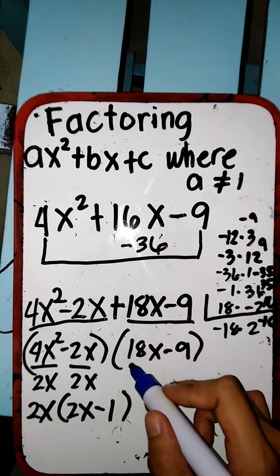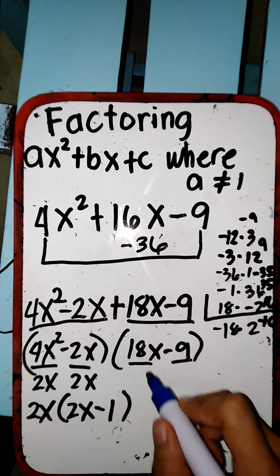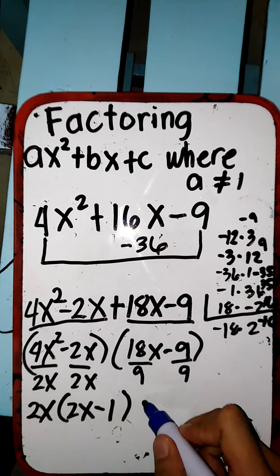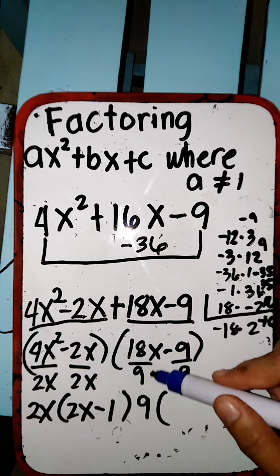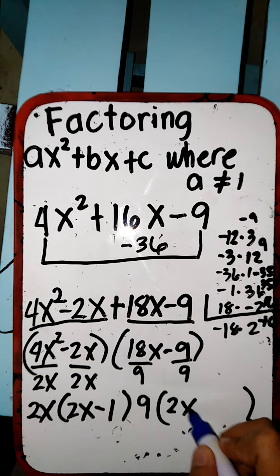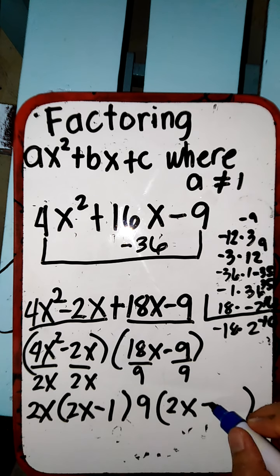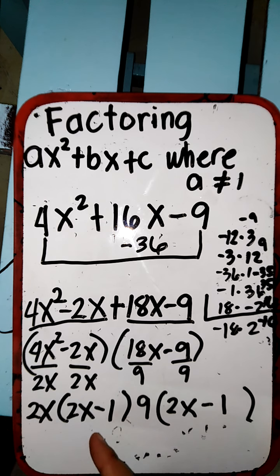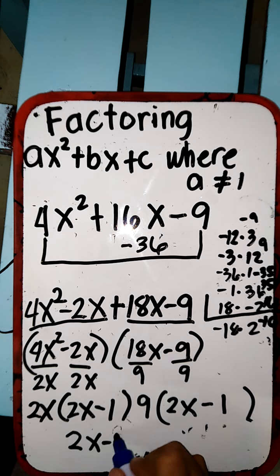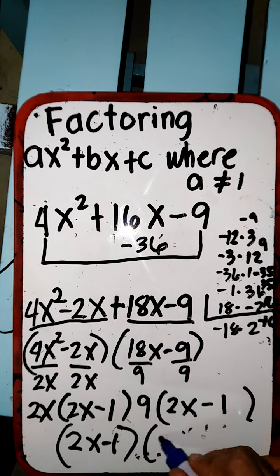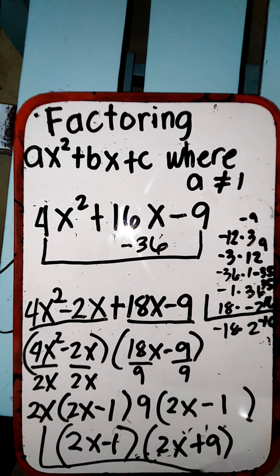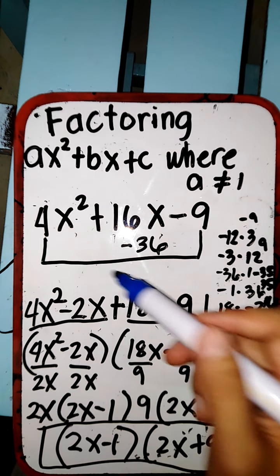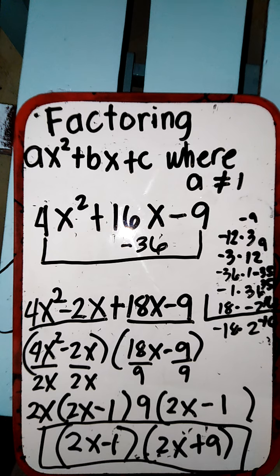Then, what is the common factor of 18x and negative 9? They have 9, right? So we write 9 outside the parentheses. Then divide. 18x divided by 9 is 2x, and negative 9 divided by 9 is negative 1. So our factor is, inside the parentheses, 2x minus 1, and 2x plus 9. So this is now the factor of 4x squared plus 16x minus 9.